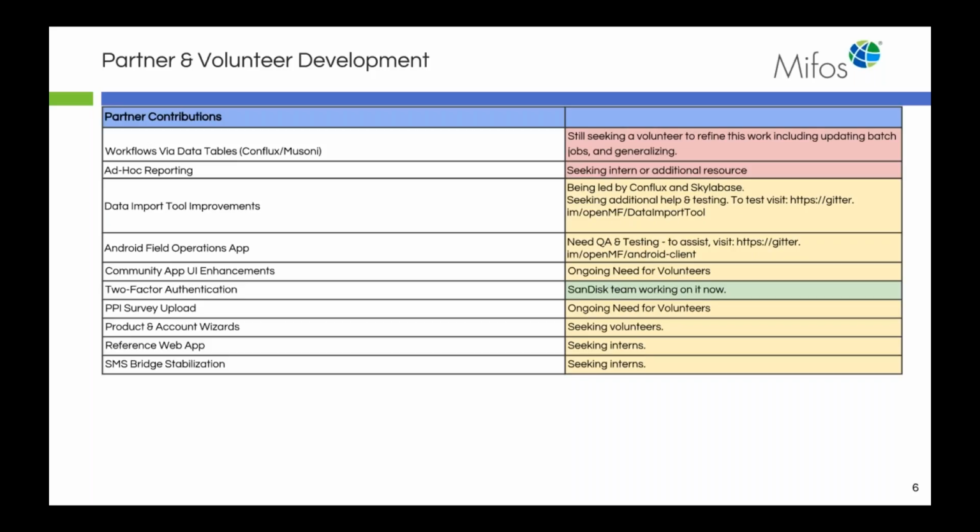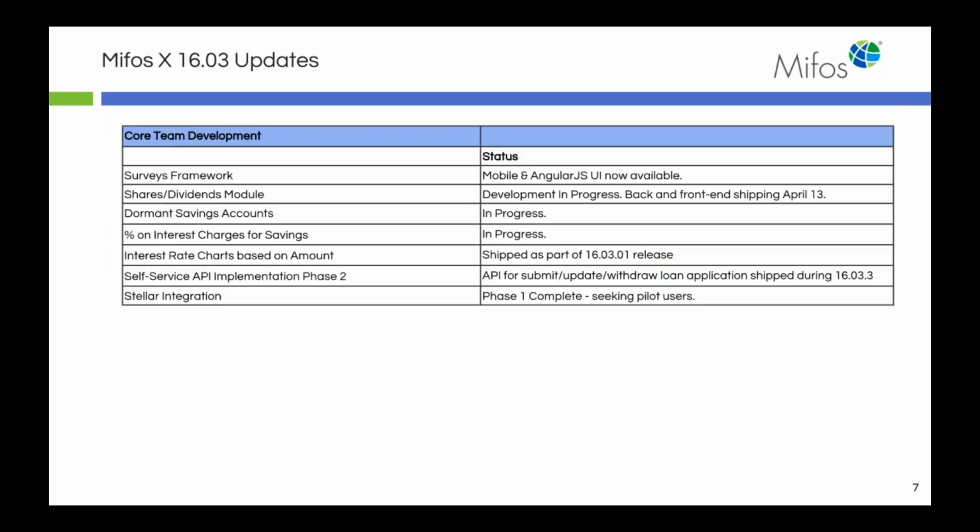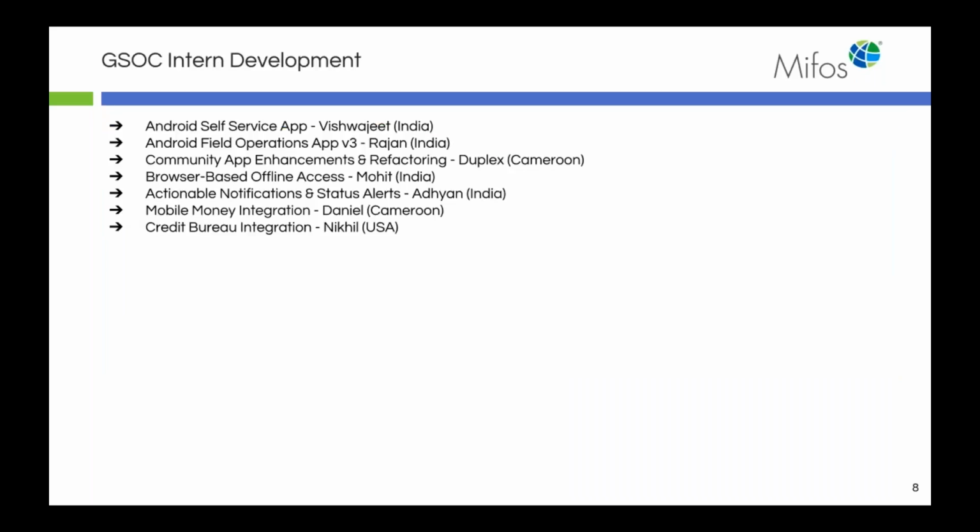And then in terms of just some other projects, we have enhancements to the community app UI that we're seeking volunteers for. We'll be adding in two-factor authentication led by a team of volunteers from SanDisk. And then we've got the need for interns and other workers to help in adding new PPI surveys to the surveys framework in the app. And then also, extending and stabilizing our SMS bridge and also utilizing our self-service APIs to get a reference web app in place.